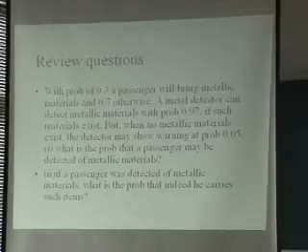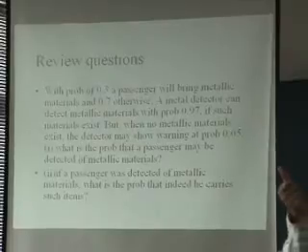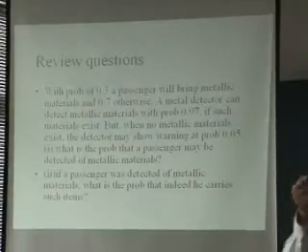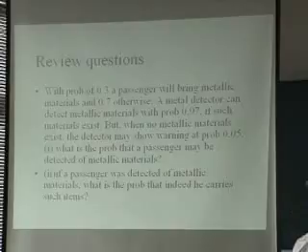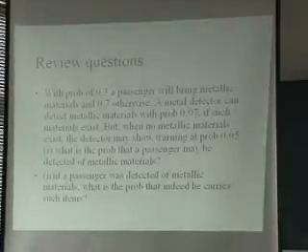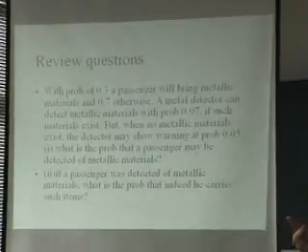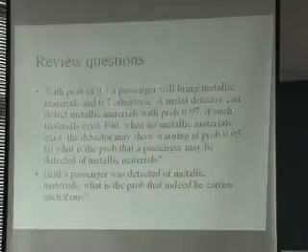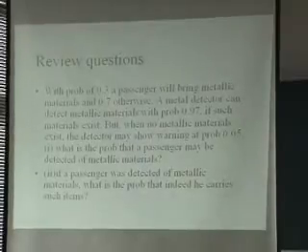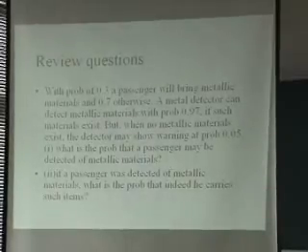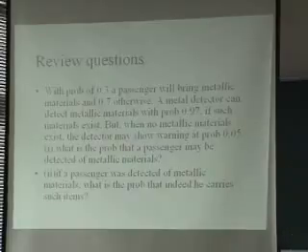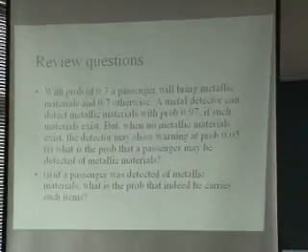The first case is that you do have metallic materials with you and the machine rings. What's the second case? You don't have any metallic materials with you, but the machine also rings. So what should be the probability there? Tell me how to calculate it. That's it. You don't have to tell me the number.